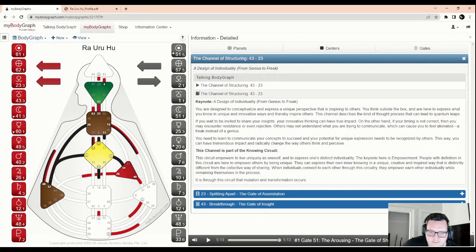But if it's in the right circumstance with the right people, it's considered like the kind of insights that Rahu would get with this channel are very unique and inspiring to people. So they would consider him like a genius. It's from genius to freak. It depends on who your audience is, who you're interacting with, and how you're perceived.